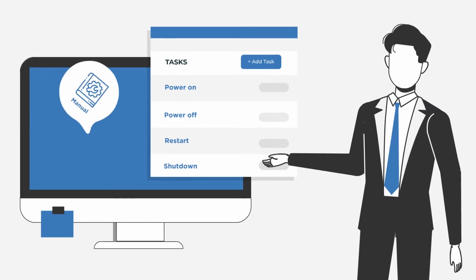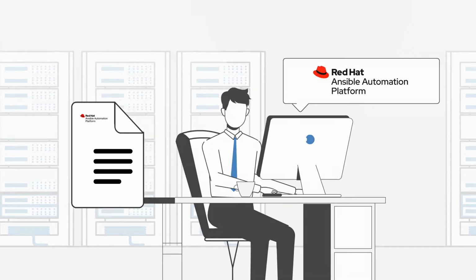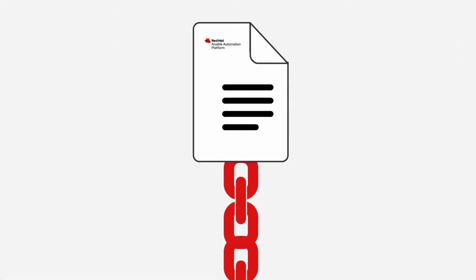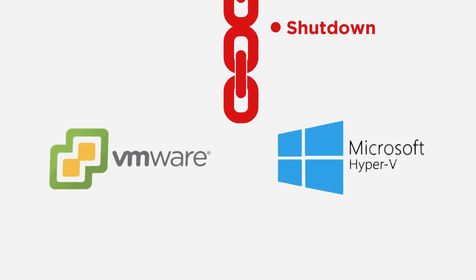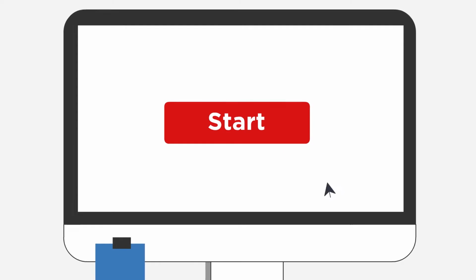With the Red Hat Ansible automation platform equipped, these tasks can be combined sequentially on the YAML playbook, such that it performs the required process automatically when initiated, with a simple button click.